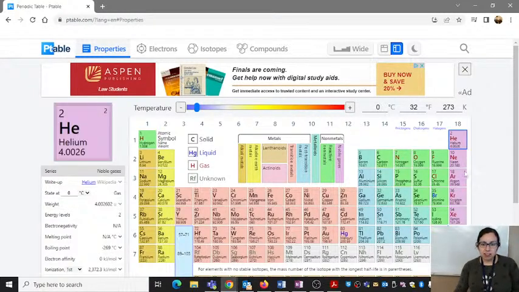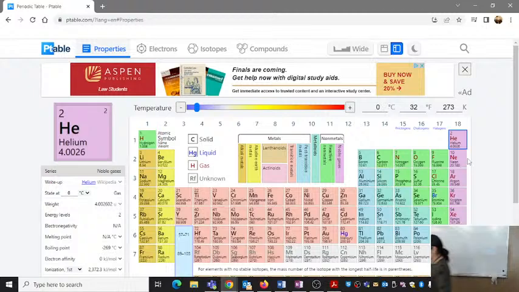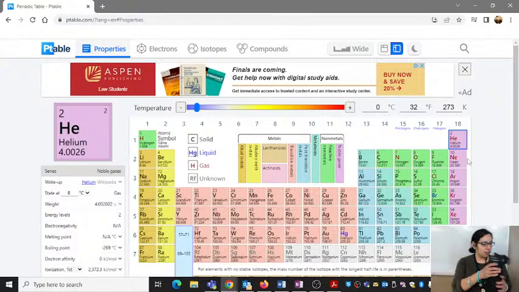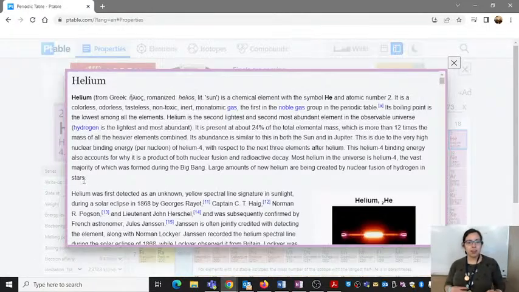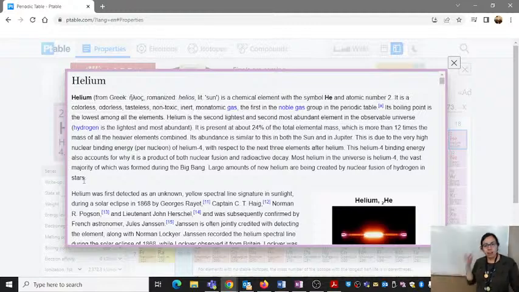And then last over here are the noble gases. They're called noble gases since they're generally unreactive. We have helium over here starting off the noble gases. And obviously you can guess that they are all gases.